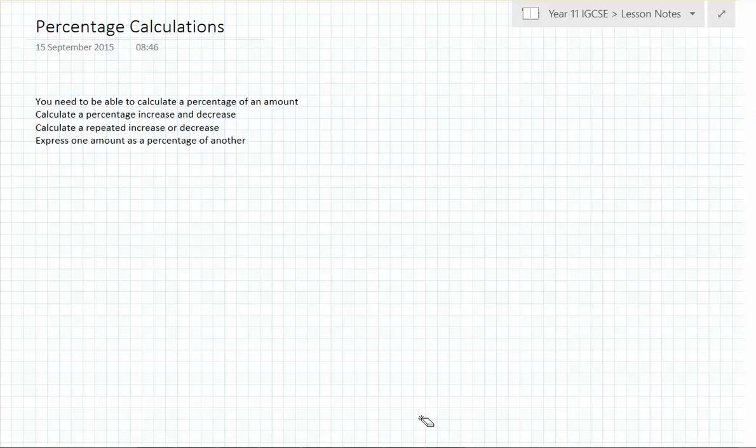And then, of course, we need to be able to express one amount as a percentage of another, and that's a real standard exam type question. In fact, all of these are. Percentages are always going to be there. You cannot do without knowing how to do all these things. So out of those things, is there anything you think, yeah, just know how to do it?